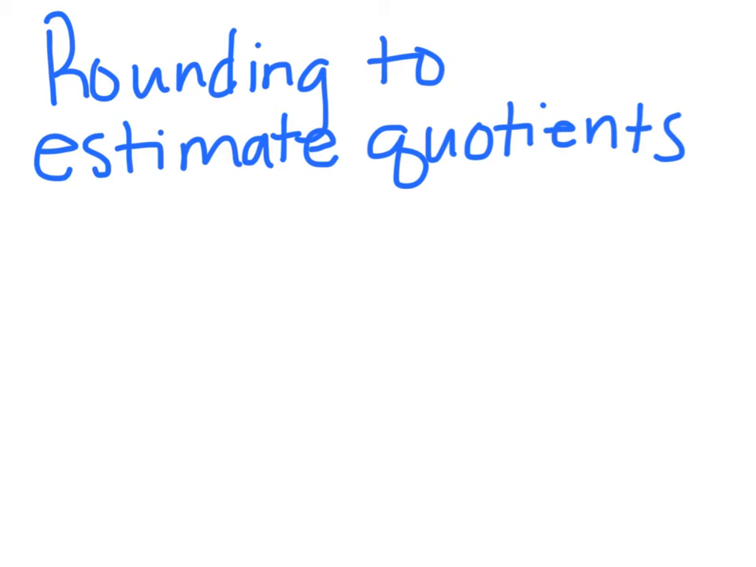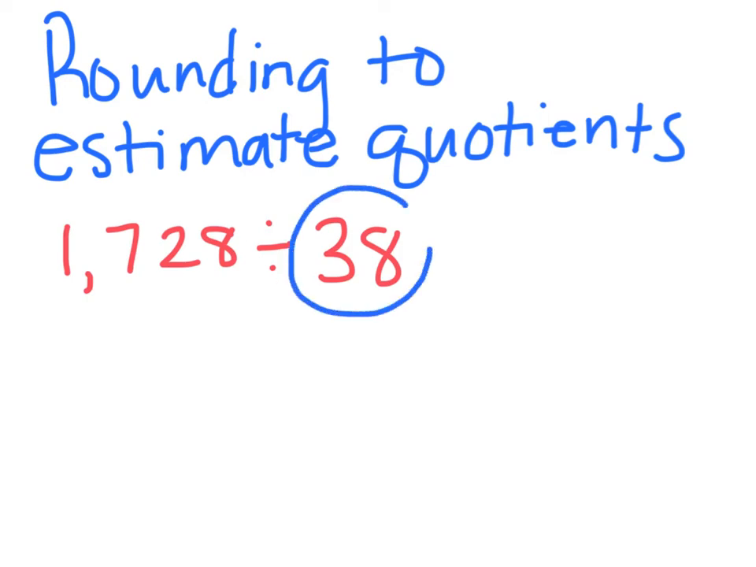Here's our final idea for this chapter, and that is rounding to estimate quotients. How could we use rounding to estimate the quotient of 1,728 divided by 38? First, we'll round the divisor. Quick reminder, the divisor is the number you're dividing with. The dividend is the number that you are dividing into.